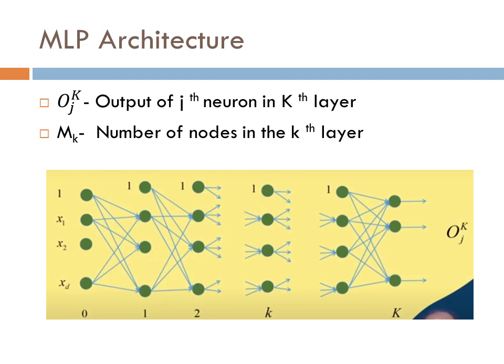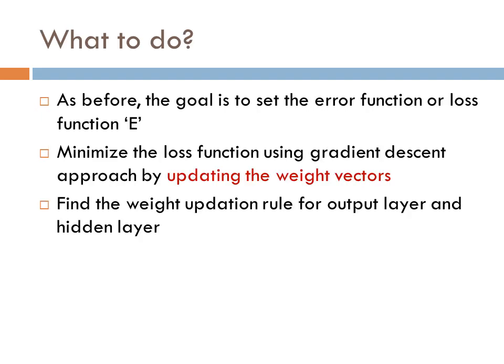Note that the input feature vector is also represented in terms of its components 1, x_1, x_2 up to x_d. All these can be replaced by the capital X. Similarly, all the weight vectors we can replace with the capital W, where W is the weight vector and capital X is the input feature vector. Now with this, as before, the goal is to set the error function or the loss function, which can be represented as the sum of squared error, capital E. Our goal is to minimize the loss function using the gradient descent approach.